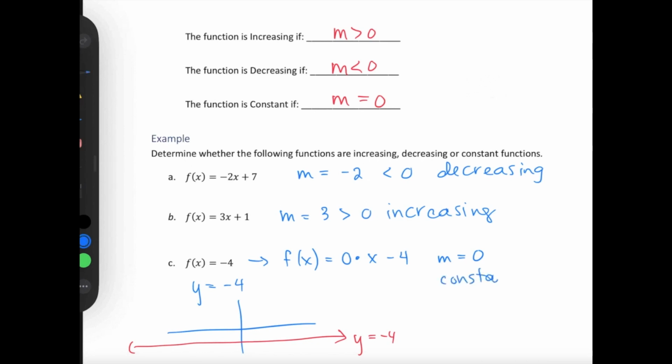So algebraically we can tell that it's a constant function because the slope is equal to 0. If we were to graph it, we could look at it graphically and see that we have a straight line across, so that would also be an indicator that we have a constant function here for part C.